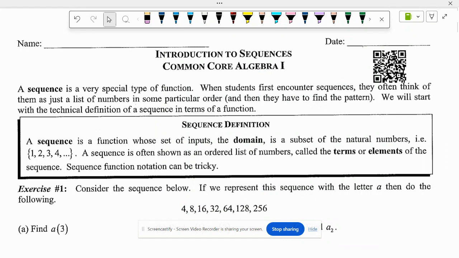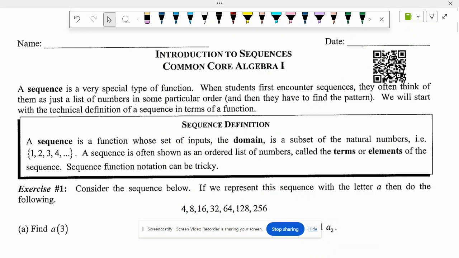Did any of you guys learn about sequences in semester one? Nobody did sequences in semester one when you guys learned about linear functions? Okay. So a sequence is a very special type of function. When students first encounter sequences, they often think of them as just a list of numbers in some particular order. And then they have to find a pattern.